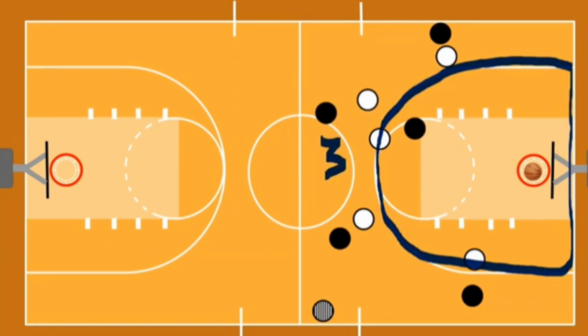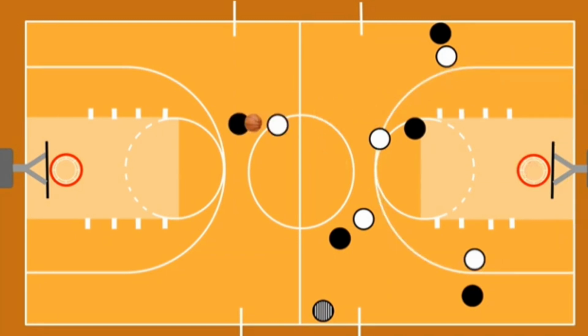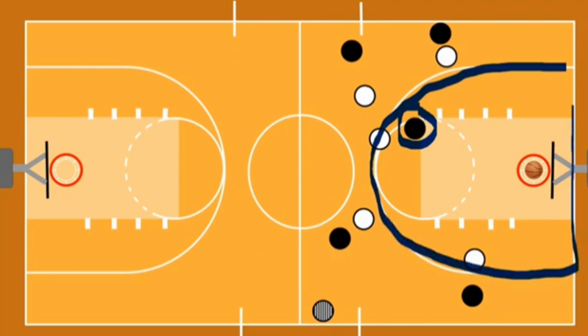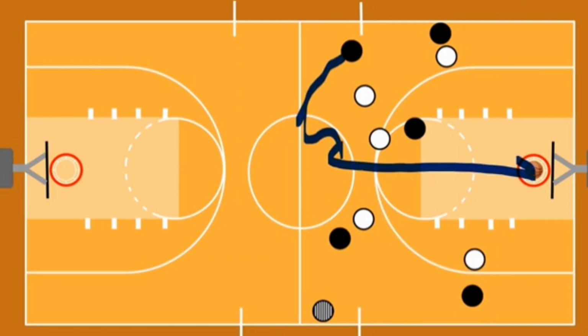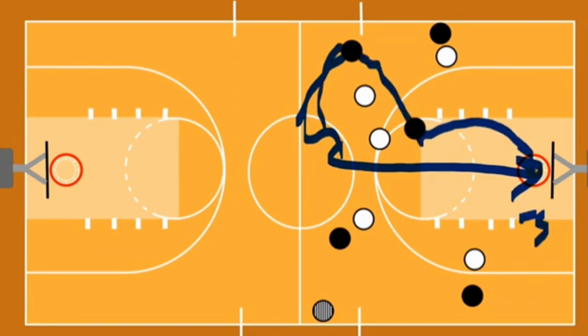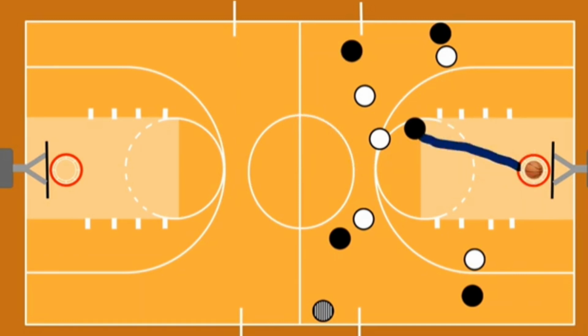Alternatively, he could pass to a teammate. If the teammate scores from inside, it's 2 points. So there are 2 options: dribble and shoot for 3, or pass for a 2-point shot. Once the black team scores, the ball goes to the white team. They'll start outside this area, pass to their players, and try to score a basket.